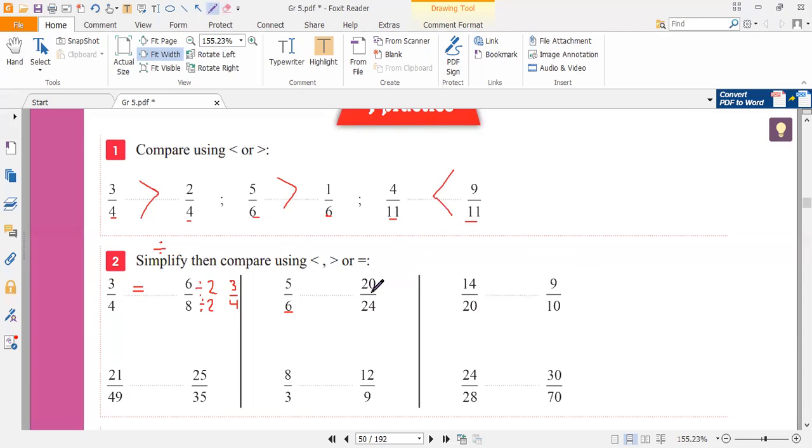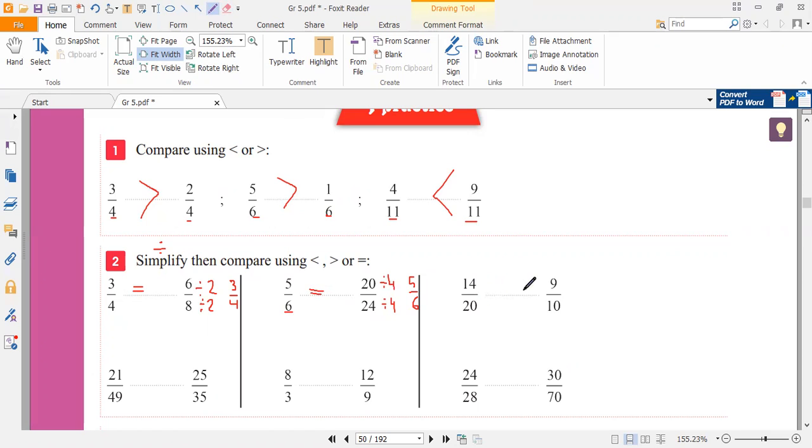Are they divisible by 4? Yes. Do I get 6 in the denominator? Yes. So I'm gonna divide here by 4. 20 divided by 4, the answer is 5. 24 divided by 4, here 6. So here 5 sixths and here 5 sixths. So the two fractions are equal.